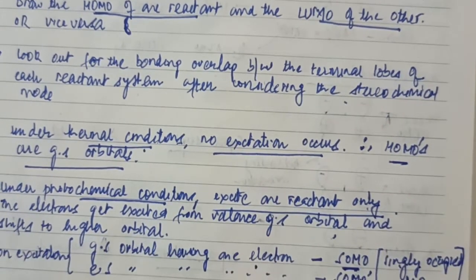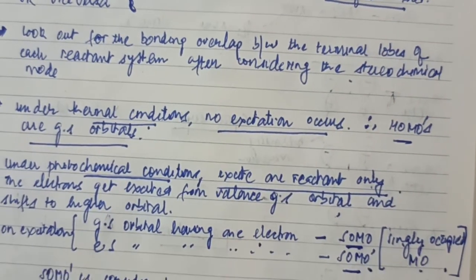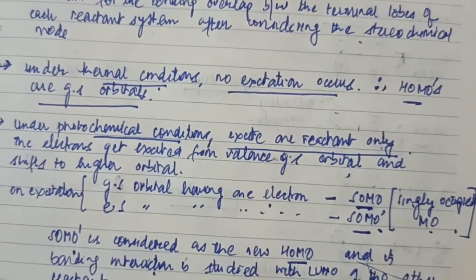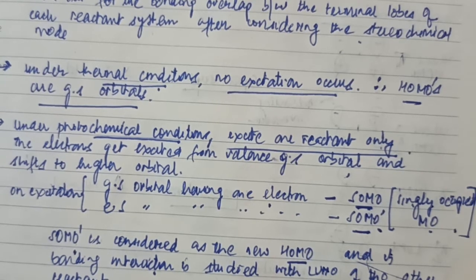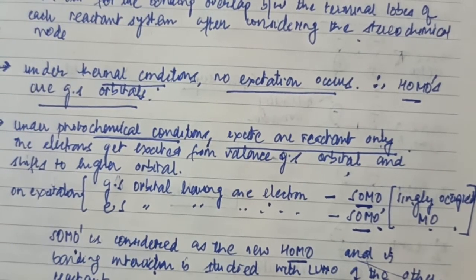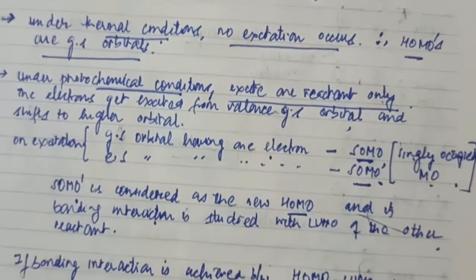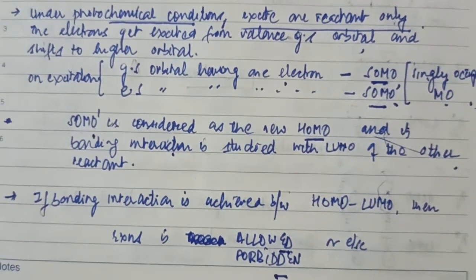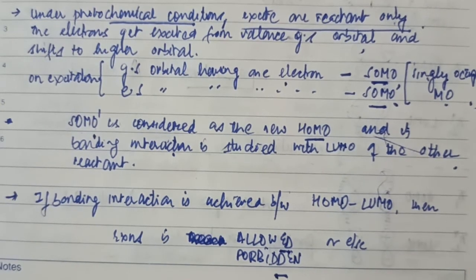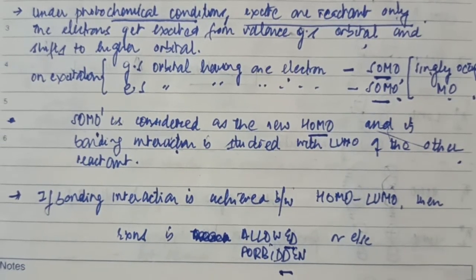Then under thermal conditions, consider only the ground state orbitals. Under photochemical conditions, excite only one orbital. For the one which got excited, only the HOMO of that is to be considered, and the LUMO of the other one. Once we have understood the orbital system, then consider the overlap. If there is a bonding overlap, that particular reaction is allowed. If there is an anti-bonding overlap even in a single orbital system, that particular reaction is forbidden according to the FMO approach. Let's explain this with the help of two examples.